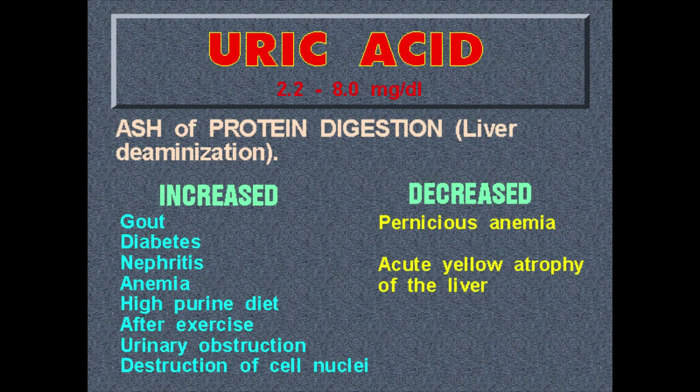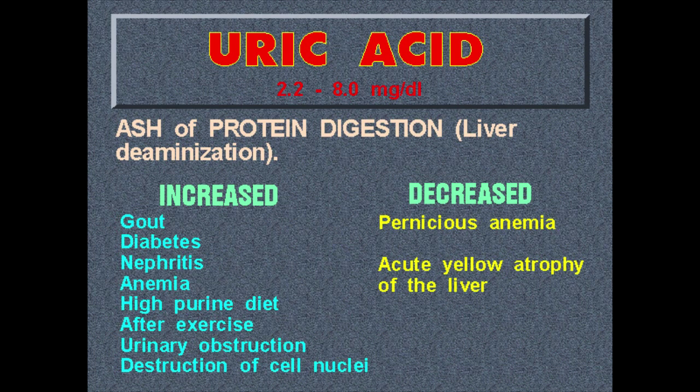When we hear uric acid, most of us think of gout. Of course, there are other etiologies to consider. Simply stated, uric acid is the ash or waste of protein metabolism. When serum uric acid is greater than 8 milligrams per deciliter, there's either too much protein being burned or the ashes are not being liquidated adequately by the kidneys.